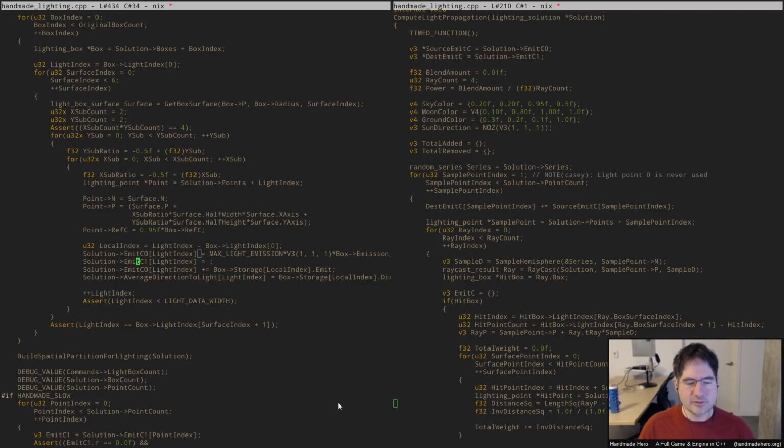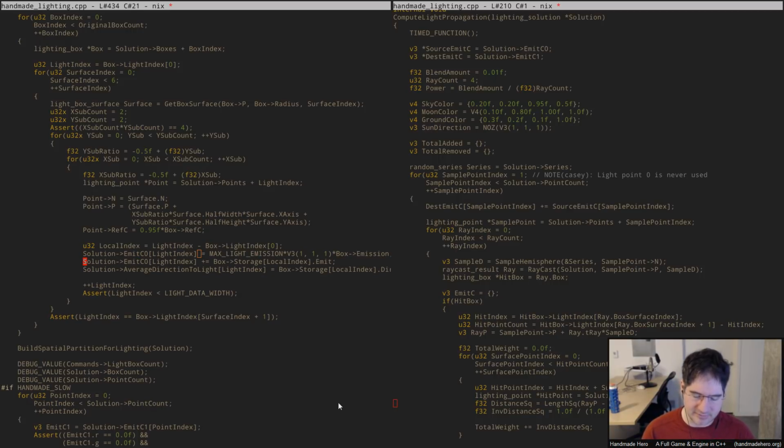So what I'd like to do here is move to considering emit C0 as the actual stated emission values of the light at a particular time. And emit C1, well, okay. You know what? I may be getting ahead of myself here. Let me not say that quite yet.